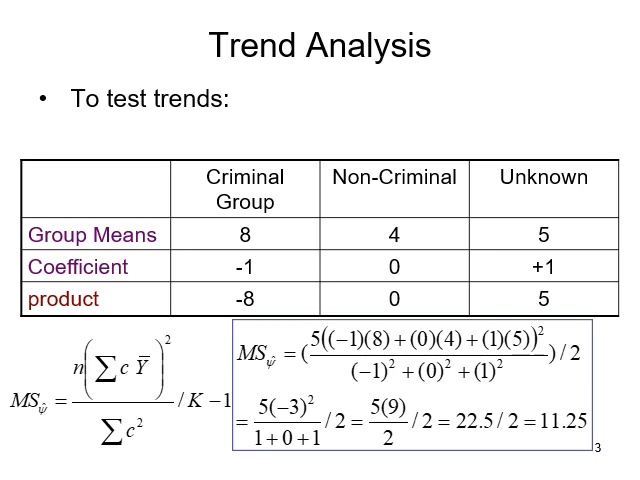whether or not we actually have an effect size at the top of the equation that is above and beyond the difference of the mean. It's actually a linear trend. So what we're looking for here is that the criminal group is the smallest, the non-criminal group is the medium, and the unknown group is the highest.